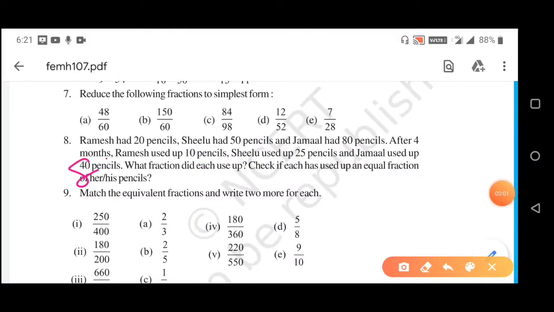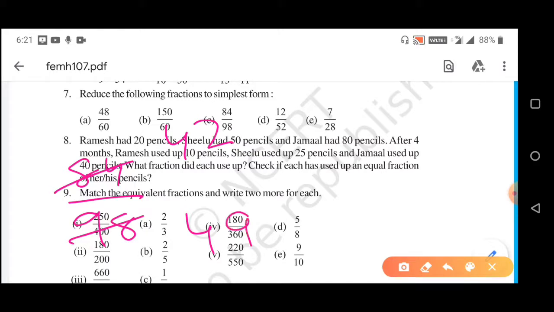Question number C, 84 by 98. Here we can divide both the numbers by 2. 4 2s are 8 and 2 2s are 4, 42. Here it will be 4 2s are 8, 9, 49. Now 42 and 49 cannot be divided again by 2 because 49 cannot be divided by 2. So here we can divide it by 7. Here we will get 6 and here we will get 7. So the answer will be 6 by 7.